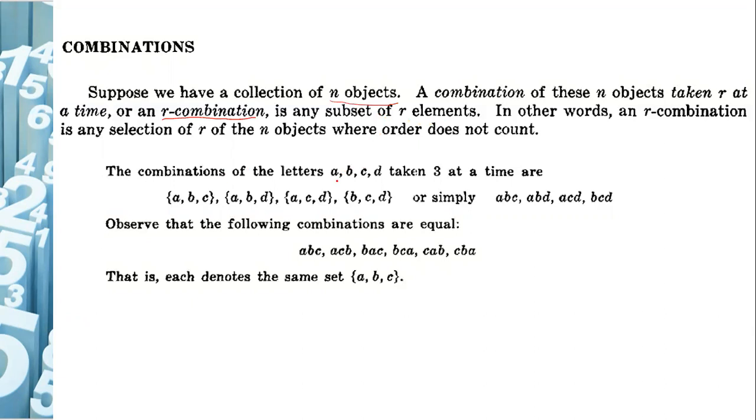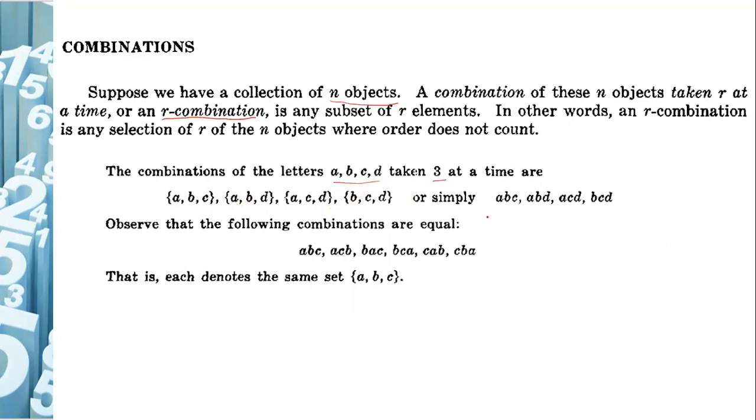For example, you have four elements here: a, b, c, d. Now we have to take three elements from the four. A subset of three elements, or a selection of three elements from these four. What are the possible ways I can select three? ABC, ABD, ACD, and BCD. These are the four ways I can select.